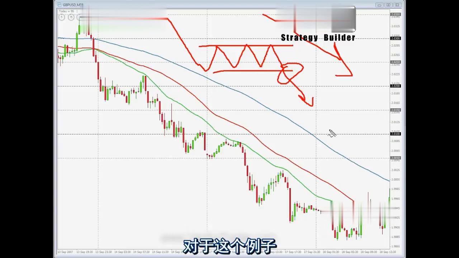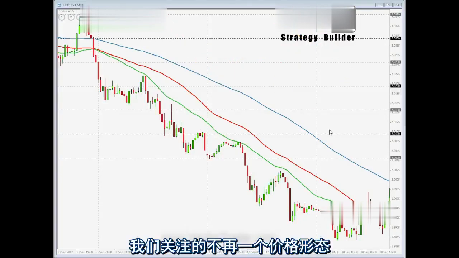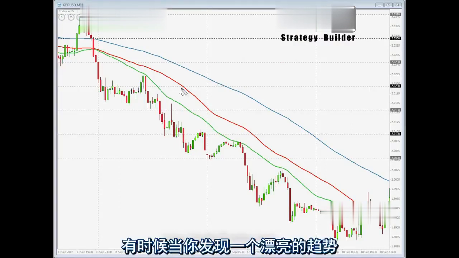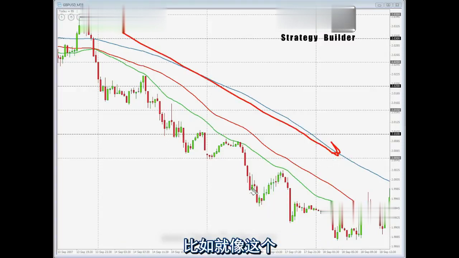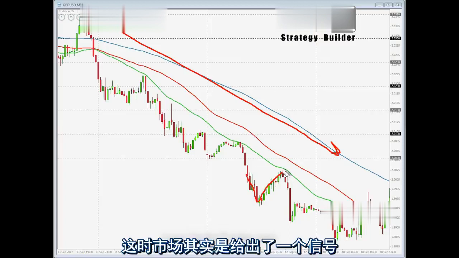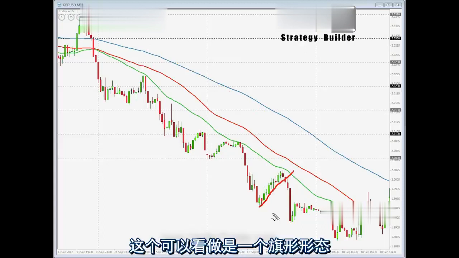In this case we are not going to be looking at ranges as a price pattern, but rather as a trigger in themselves. Sometimes when you have a nice trend in a scenario such as this one, as per my moving averages, price retraces back to the dynamic area of resistance, in this case since we are in a downtrend, and it simply reacts off it. It gives out a clean signal, you get, let me clean up the chart a little bit, a breakout of the retracement trend line, or actually a flag formation.